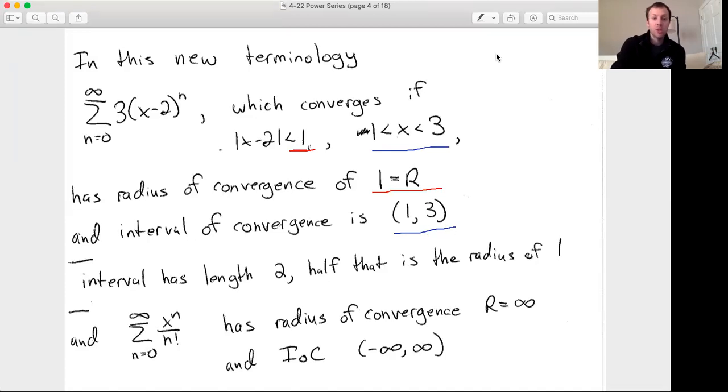And so in this terminology, we can also say that this series, x^n over n factorial, we figured out that this series converged for every real number x. And so we can also say that the radius of convergence is infinite, and the interval of convergence is minus infinity to infinity. These two always go together. For finite intervals, you can have different intervals and different radii, but these infinite ones, these always go together.